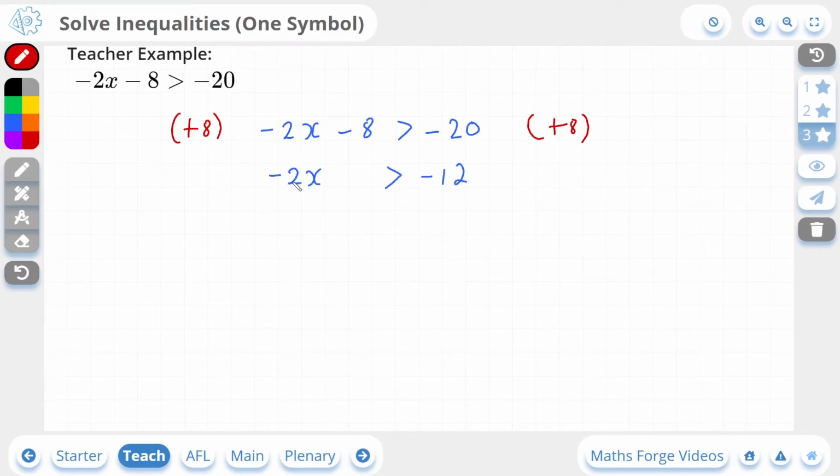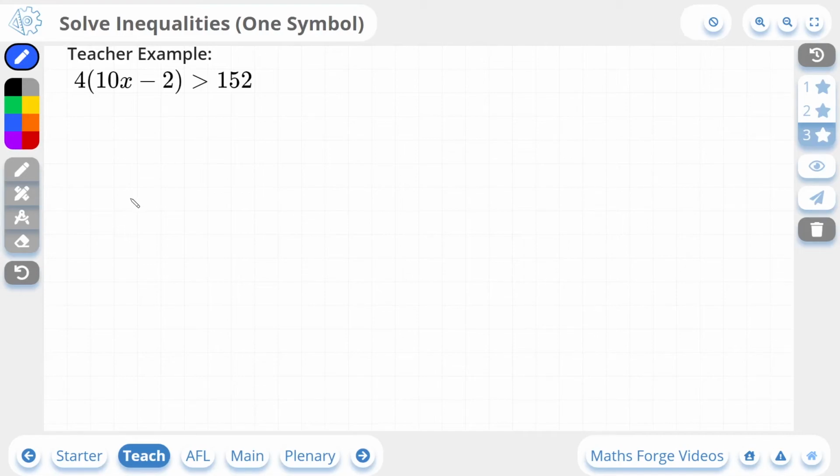Now there's this negative 2 attached via multiplication, so we're going to divide both sides by negative 2. And don't forget, from the previous example, if you introduce a division or a multiplication by a negative value, then the inequality symbol flips around. So on the left-hand side, we're going to have x, and the inequality symbol flips around, and we're going to have negative 12 divided by negative 2, which gives us positive 6. And if we check our answer, there it is. We'll do one more three-star example.